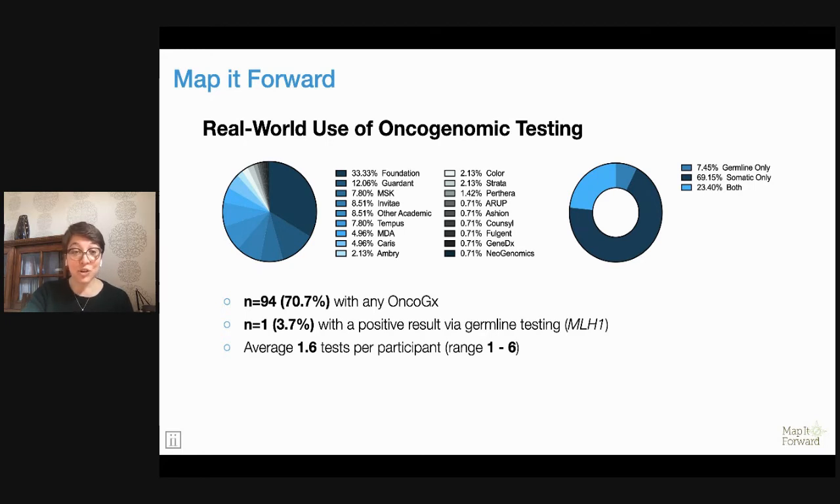As I discussed in an earlier slide, about 71% of participants had any oncogenomic testing at all, and the average number of tests per participant was 1.6, but this ranged from 1 to 6. And interestingly, I did want to highlight that of those individuals who had any germline testing, we did identify a positive result in one, and this was in the gene MLH1 associated with Lynch syndrome. So there is certainly yield to both germline and somatic testing in this population.